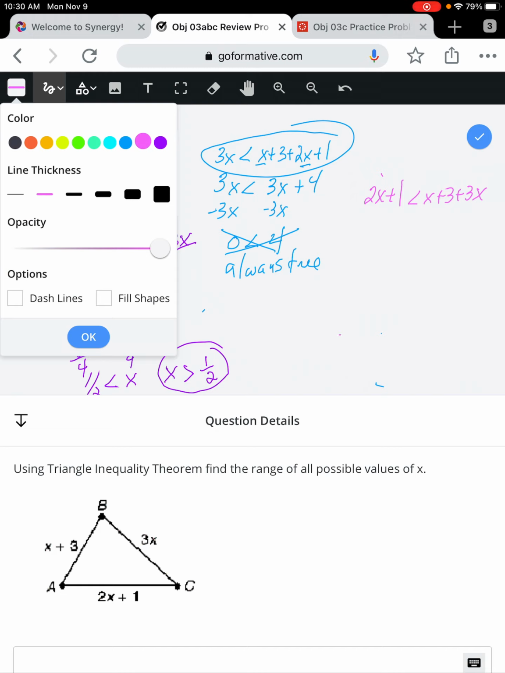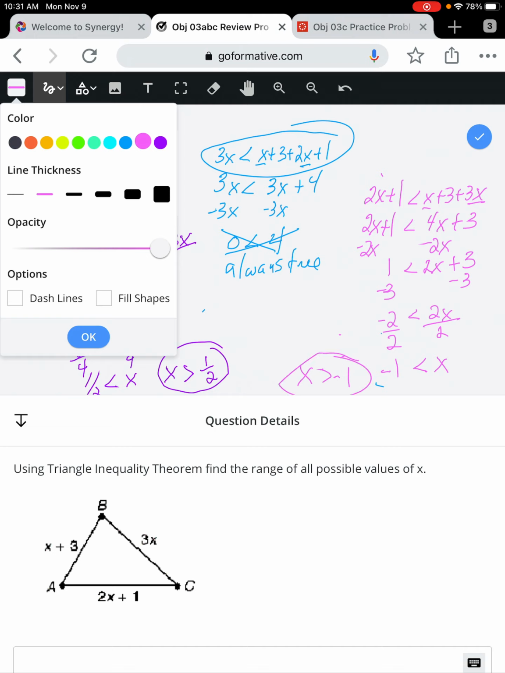All right. And then the last one, I have my 2x plus 1 is less than 4x plus 3. Okay, I subtract 2x from each side. 1 is less than 2x plus 3. Subtract 3. Negative 2 is less than 2x. Divide by 2, divide by 2. X also has to be greater than negative 1.